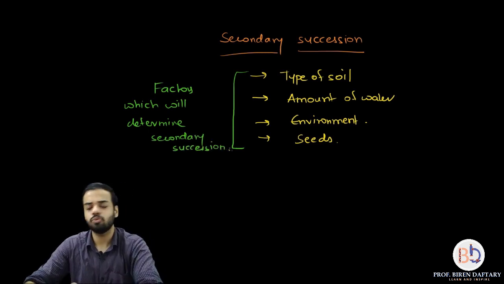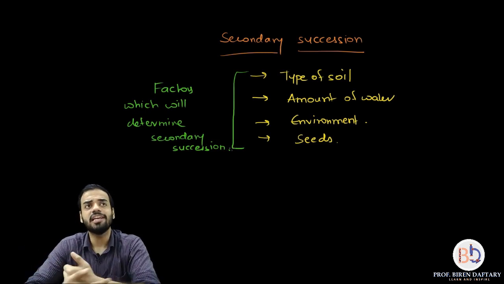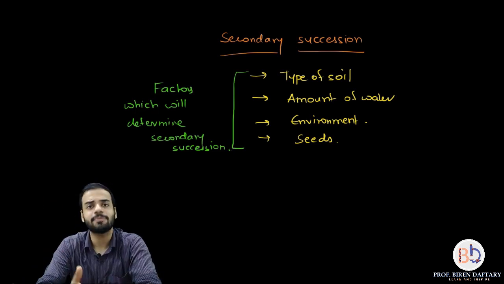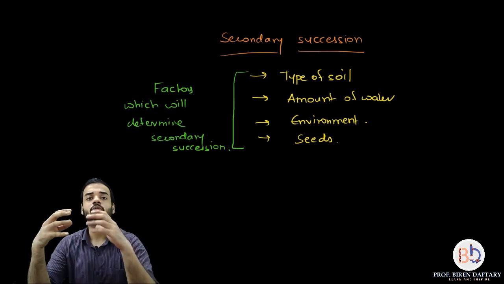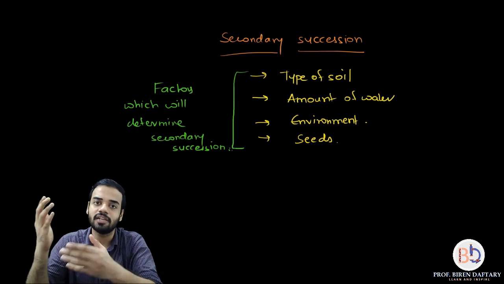You don't need to mug this up or learn it by heart. It is very simple. If at one time some plants were present, then that means soil is obviously present, some amount of water is present, seeds are present. Depending upon the quantity and quality of these factors, the secondary succession will start.